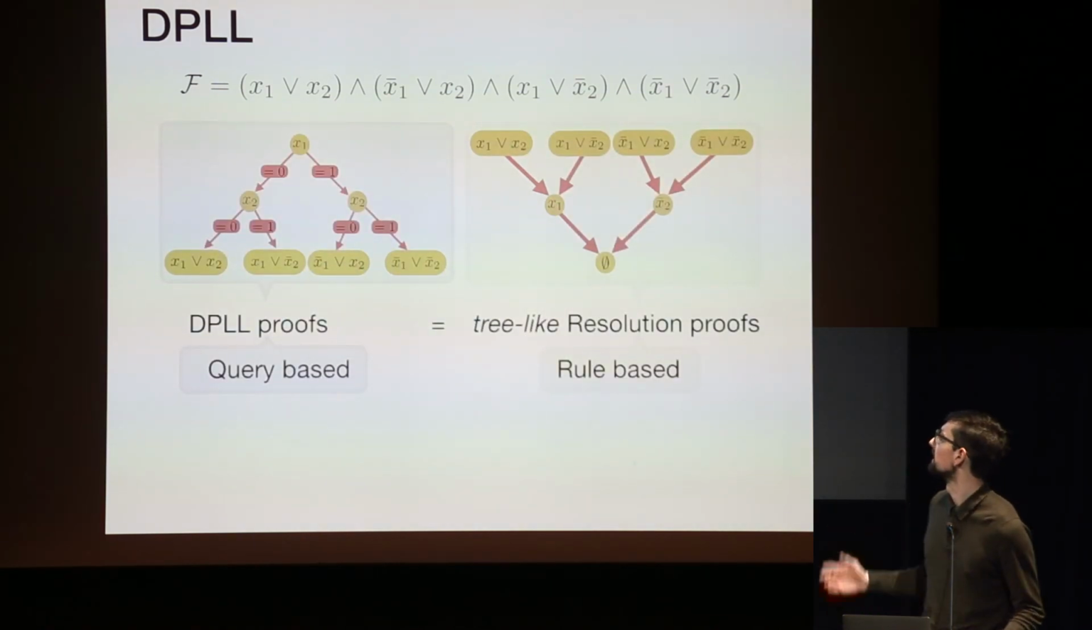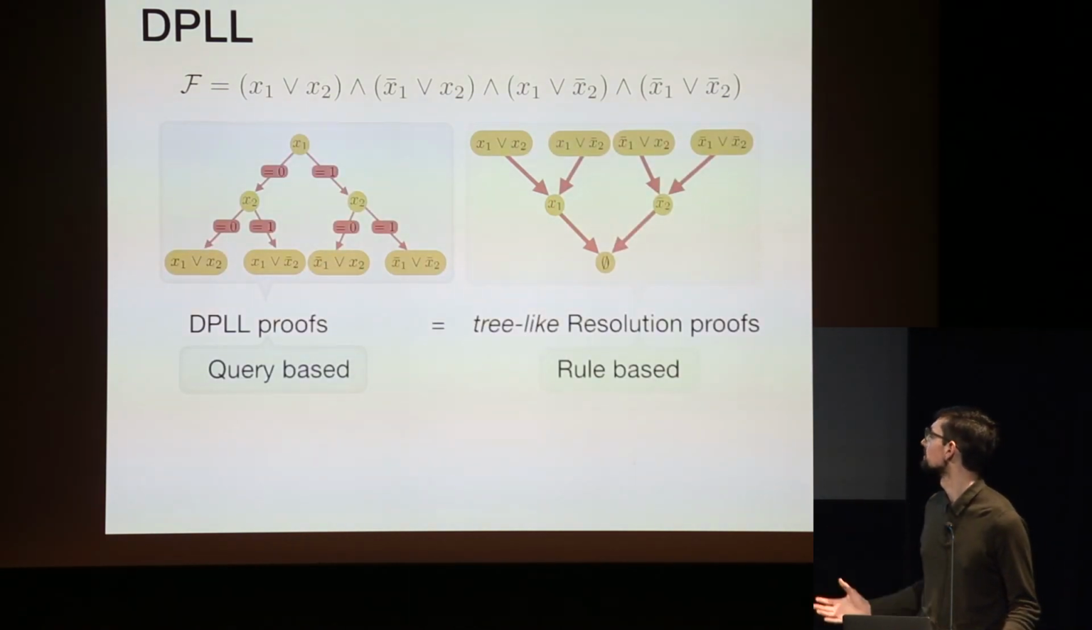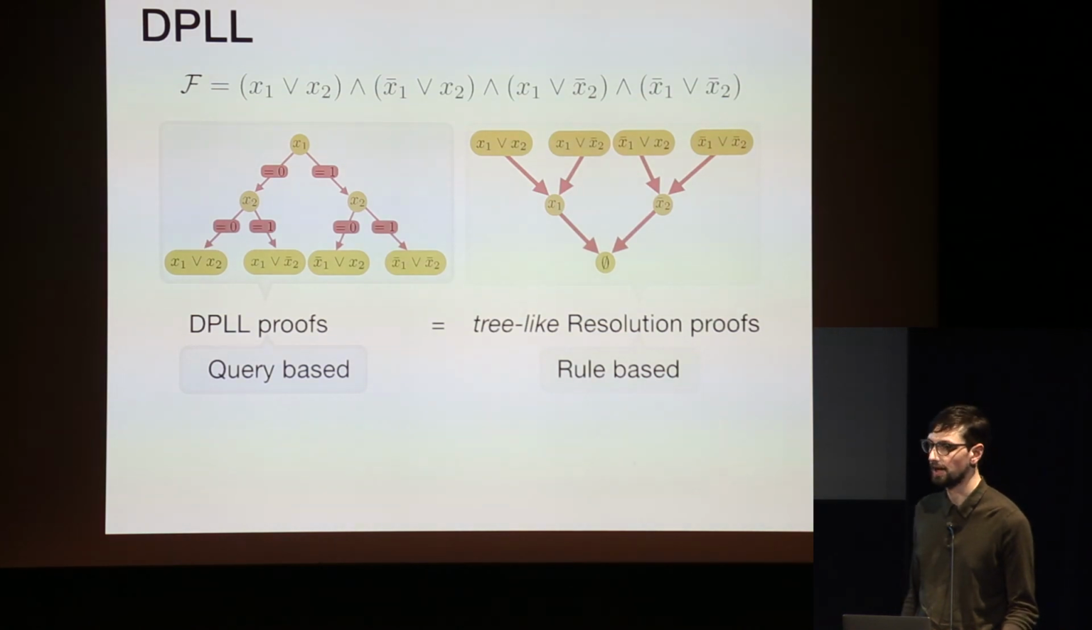Okay, so DPLL is one of these proof systems or search algorithms. The proofs it produces are equivalent to the proofs produced by tree-like resolution. The main difference between them is that DPLL is query-based, so you branch on the truth value of a variable, and resolution is rule-based, so you iteratively apply a set of inference rules. Although this difference is subtle, we believe that it's quite important. It's intuitively much easier to make heuristics for query-based algorithms than these complicated rule sets.